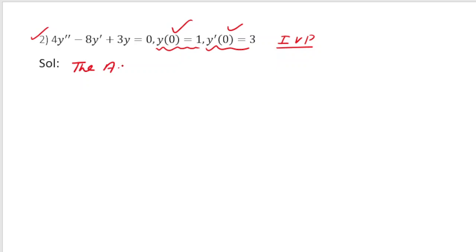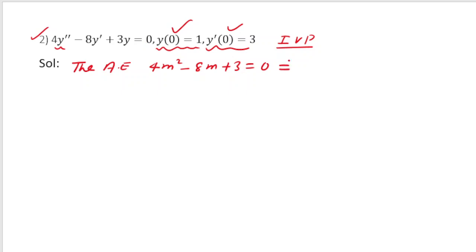We write the auxiliary equation. So the auxiliary equation will be 4m square minus 8m plus 3 is equal to 0. I hope you got it. For y double dash, m square; for y dash, m; and there is 3y, so I just write the constant term 3. We don't write anything for y. If there is a y term, we write the coefficient of y.